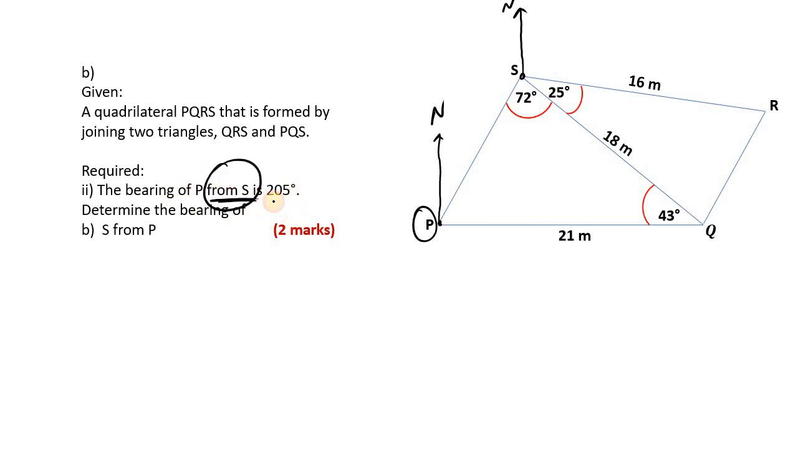Since we're talking about from S, we want to sketch that angle. It says from S, so the bearing starts from the north line of S. From S means from the north line of S, and we move in a clockwise direction. And where do we stop though? Where do we stop with the angle from the north line of S? Well, we stop at the line that connects P and S. So the line that connects P and S will be this line right here.